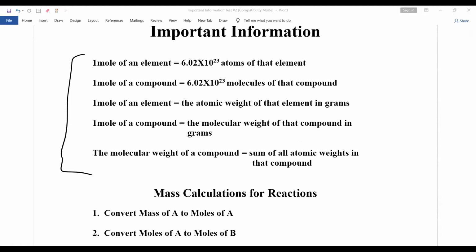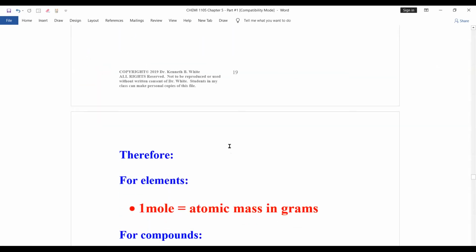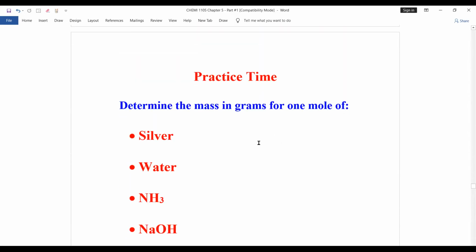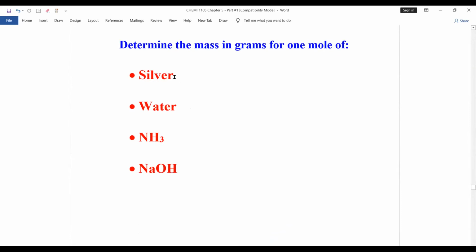But what does this all mean? It means 1 mole equals atomic mass in grams. 1 mole equals the formula weight, which is also known as the molecular weight, in grams. And the molecular weight is the sum of all atomic weights for a molecule. So 1 mole of silver, we already did. What's 1 mole of water in grams? Well, 1 mole of water equals the molecular weight in grams.